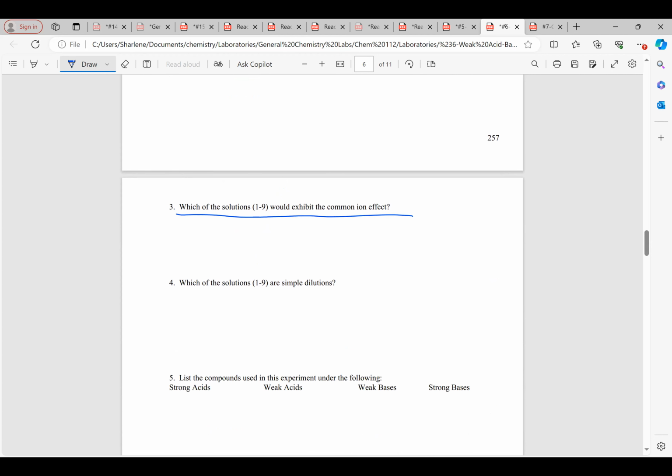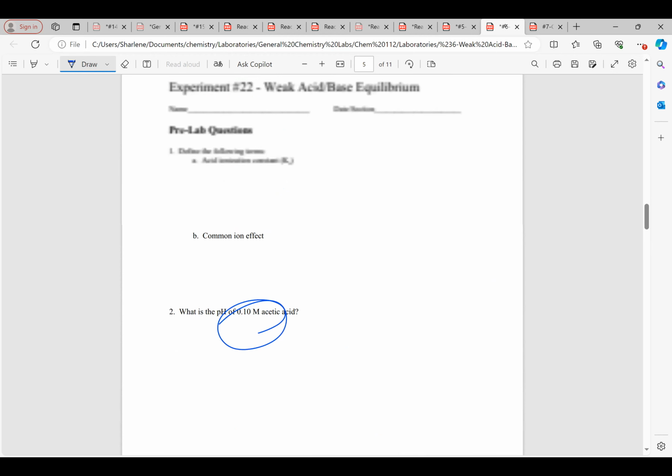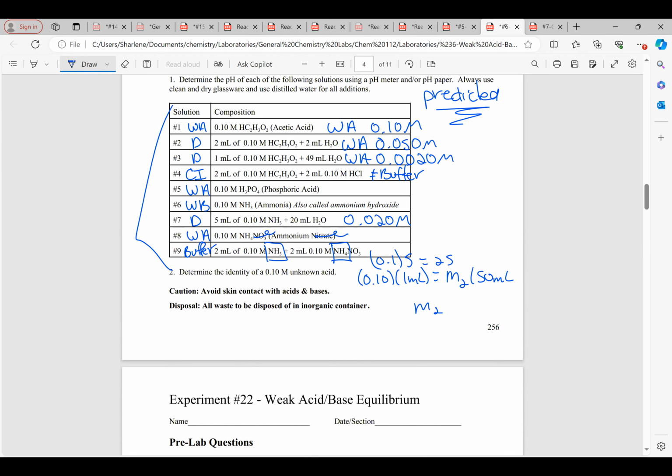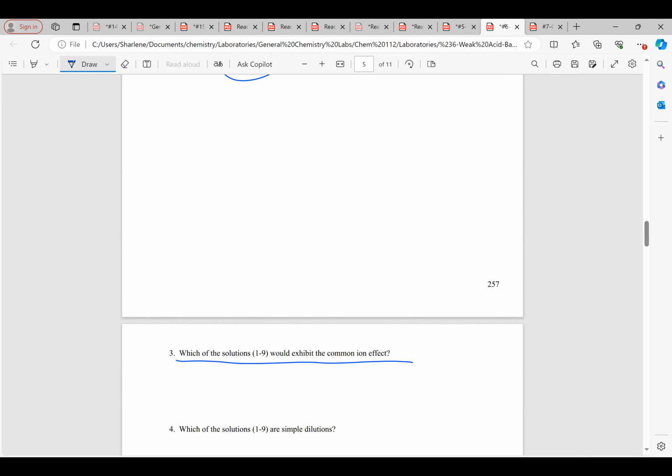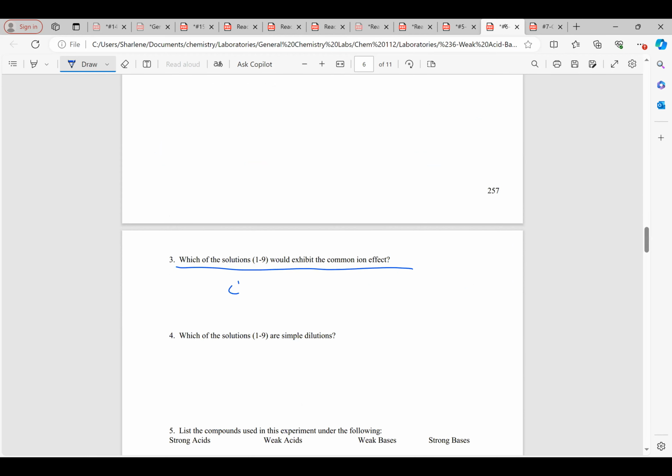So solutions 1 through 9, who would exhibit the common ion effect? Okay, let's go back up here. Who has a common ion? Well, this one does. And this one does. Anybody else? Nope. So solutions 4 and 9. Okay, one of them is just a common ion, and one of them is the special one called a buffer.